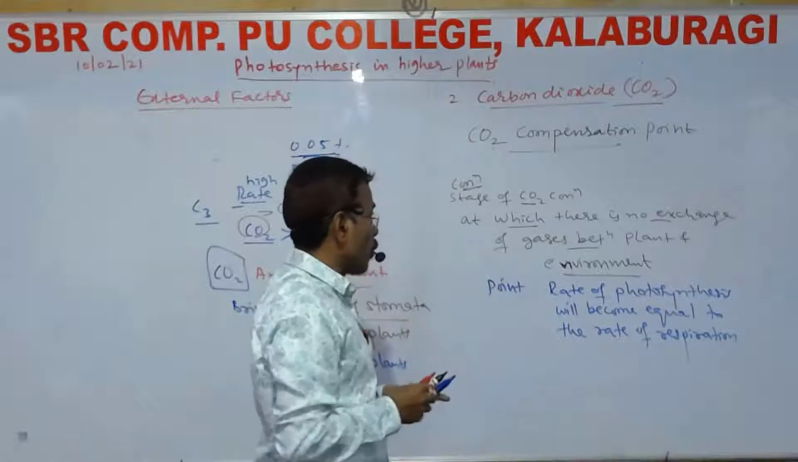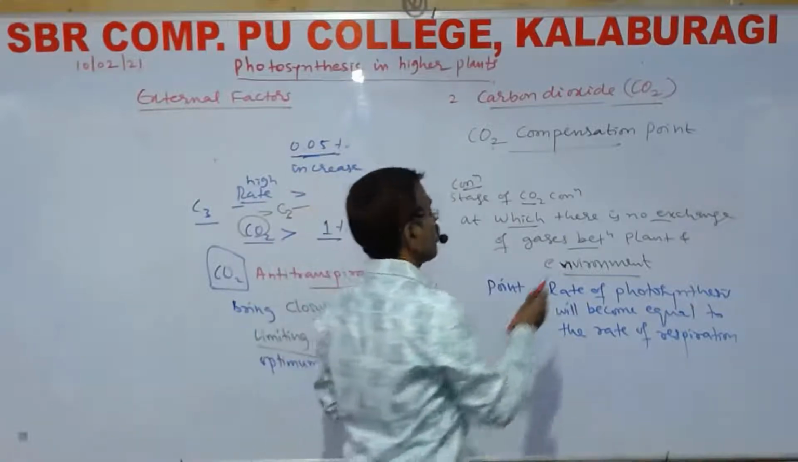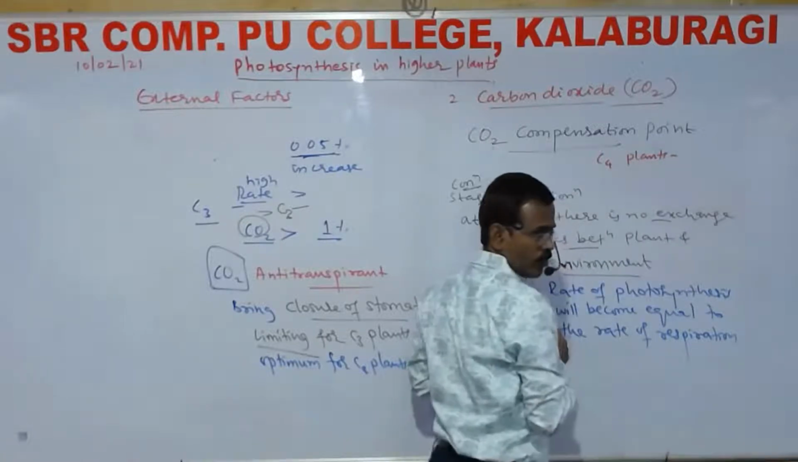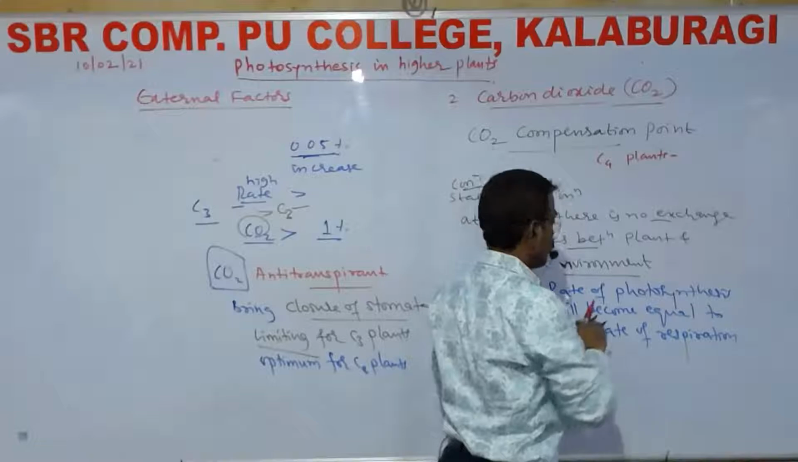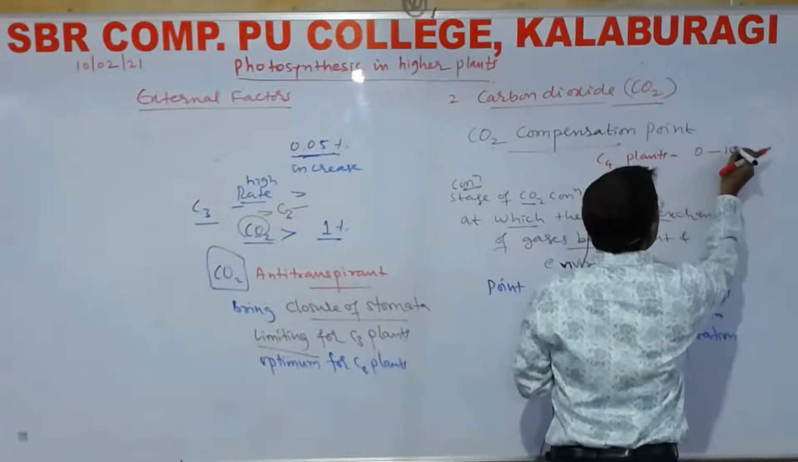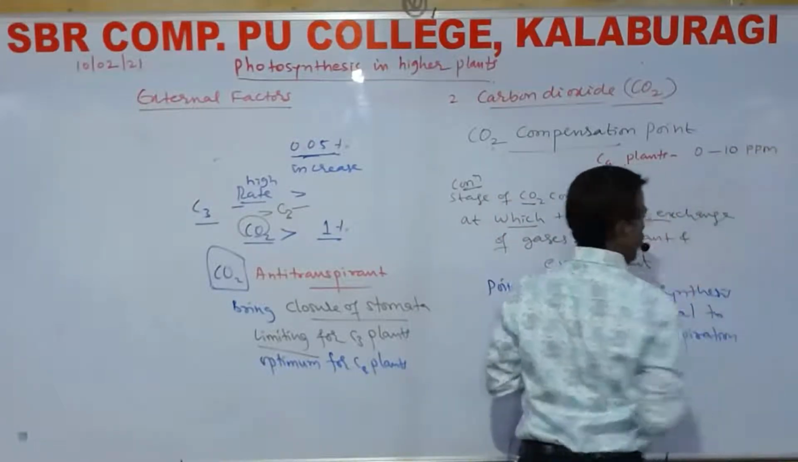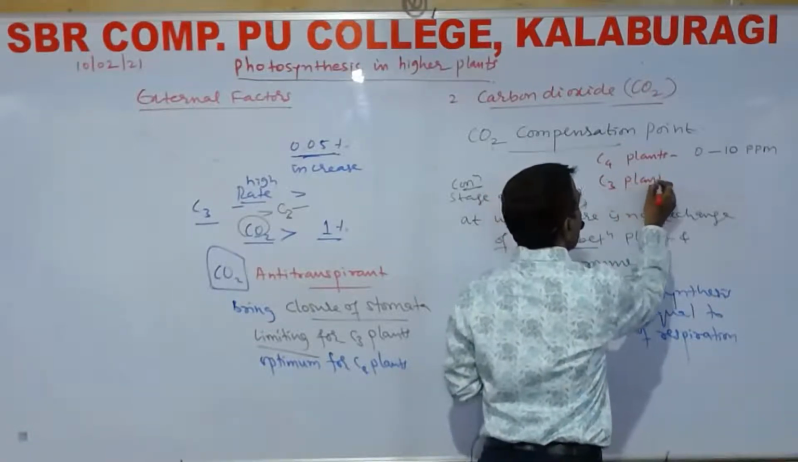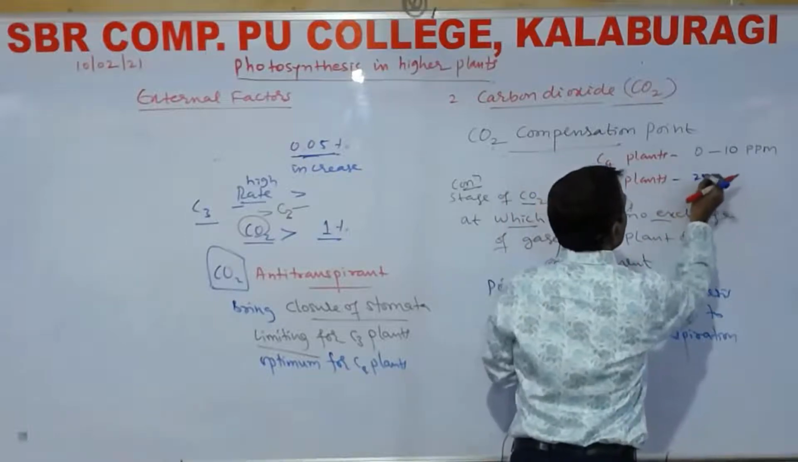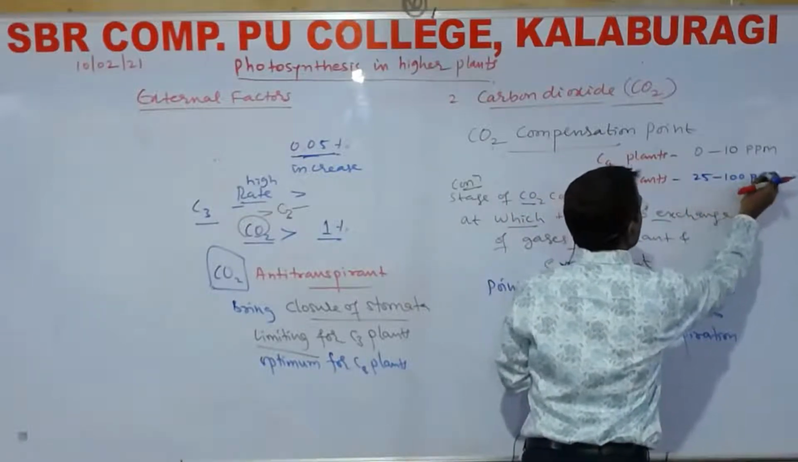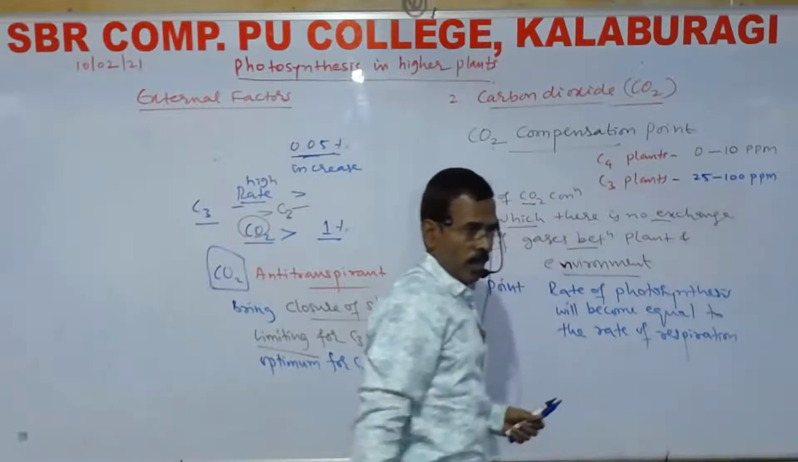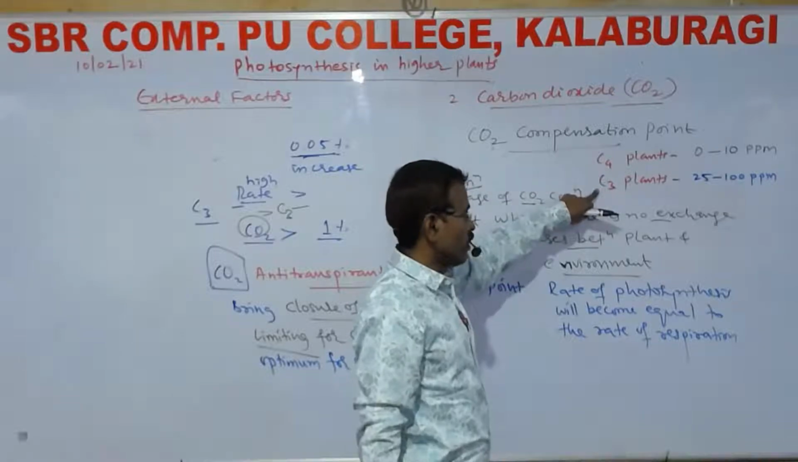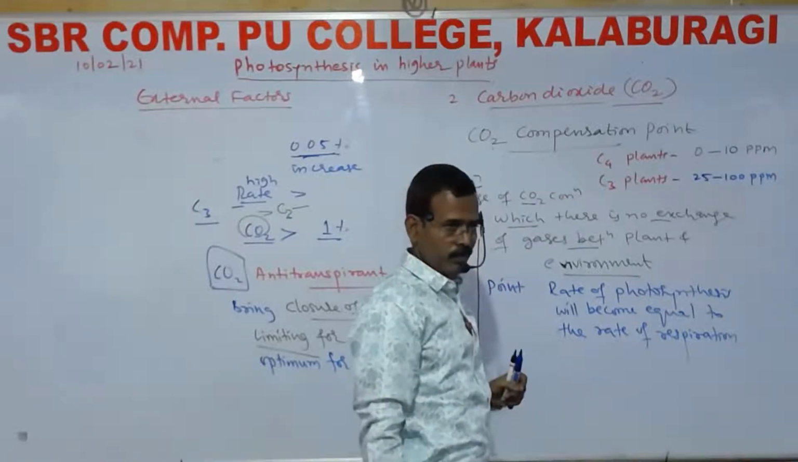The carbon dioxide compensation point in the case of C4 plants is low, that is 0 to 10 ppm. For C3 plants, it is high, 25 to 100 ppm. Carbon dioxide compensation point for C4 plants is 0 to 10 ppm, and for C3 plants 25 to 100 ppm.